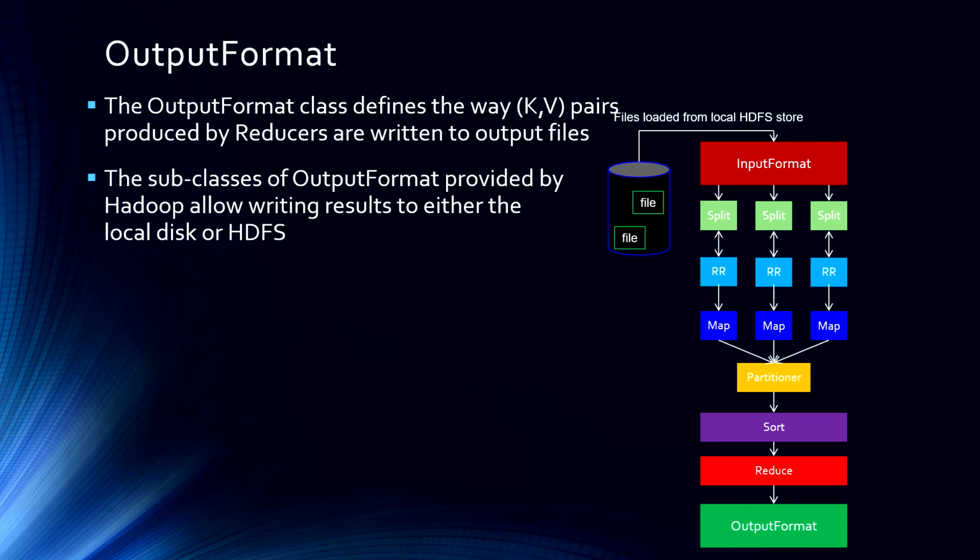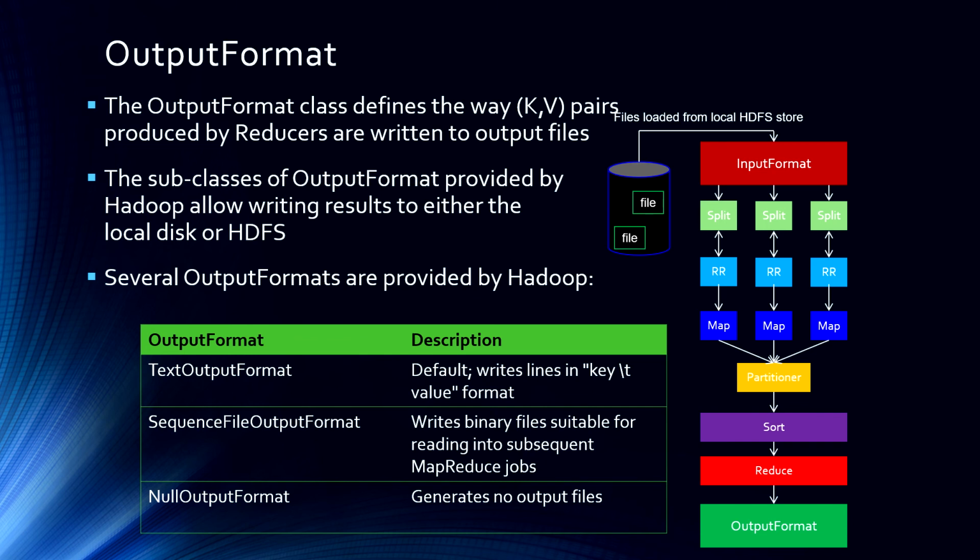So the answer is HDFS. It will be faster to store data on HDFS for faster retrieval, scheduling, and job processing, scheduling different jobs on different nodes. Several output formats are provided by Hadoop: the text output format, sequence file output format, and the null output format. You might wonder why we would choose the null output format that generates no files. This we will also discuss in further tutorials. The sequence file output format is suitable for reading into subsequent MapReduce jobs, while the text output format, the default, writes lines in key value format, which is tab separated.